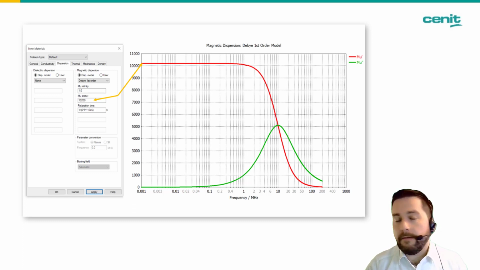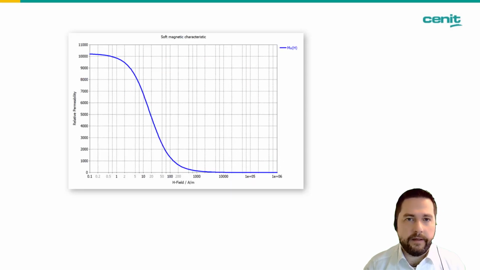So we are giving a static permeability at low frequencies, and when the frequency increases at a certain point, the permeability is dropping down to a value of 1. That's quite good, and that's very helpful for simulation. But what we are not considering there is the influence of an H field present.